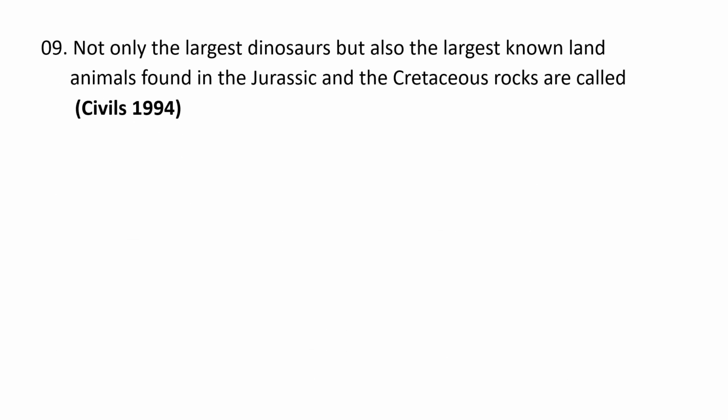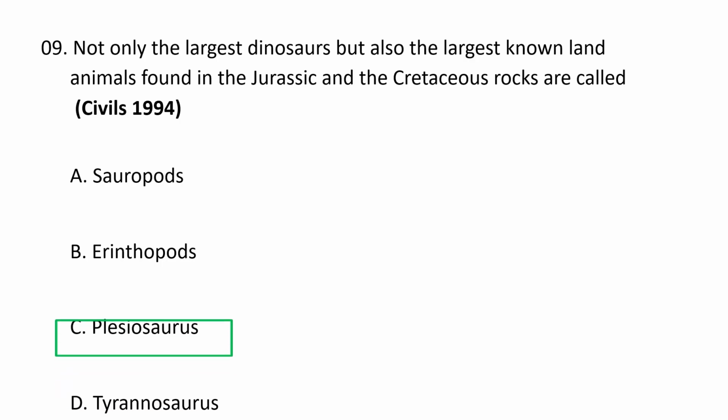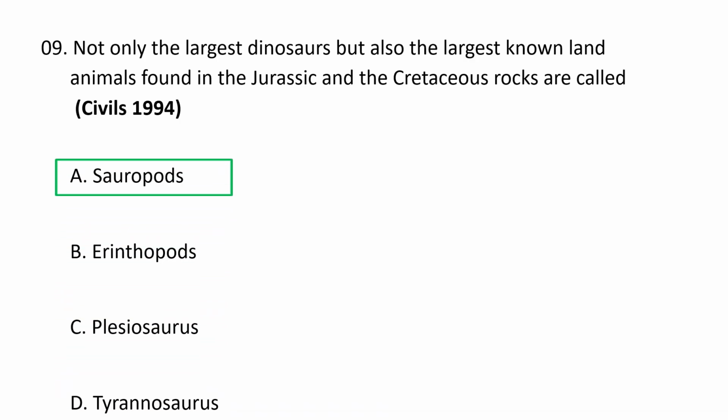Next question. Not only the largest dinosaurs but also the largest known land animals found in the Jurassic and the Cretaceous rocks are called A. Sauropods, B. Ornithopods, C. Plesiosaurus, D. Tyrannosaurus. The correct option goes as A. Sauropods. These colossal, long-necked, four-legged herbivores, which include famous genera like Argentinosaurus, Patagotitan, Diplodocus, and Brachiosaurus, are widely regarded as the largest animals to have ever walked on the land.